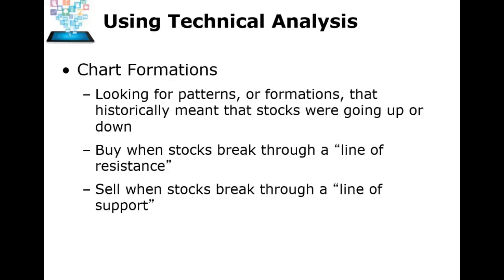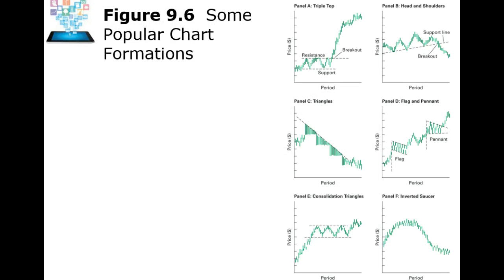And what we want to look for is what's called support and resistance lines. With the resistance, we want to see if the stock can break the resistance line to form an upward momentum. And we're worried when the stock breaks through a support level, which could mean the market is very weak. So look for patterns and formations to give us some idea of what's happening.